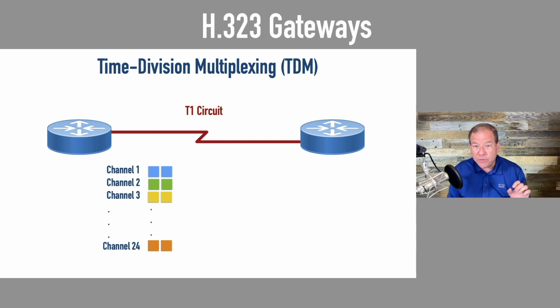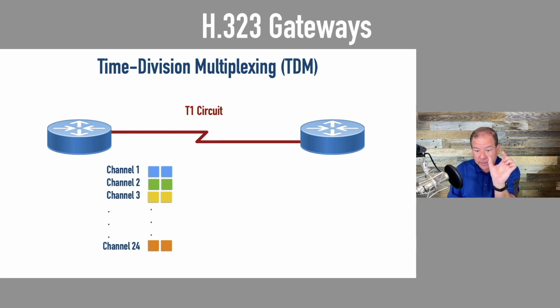And to do that over this T1 circuit, we might have a bunch of conversations that need to go over this circuit. How do we simultaneously handle multiple conversations? Well, we're going to take turns. To paraphrase Whitney Houston, every conversation gets one moment in time. Literally, we're going to take this T1 circuit and chop it into, here's a big number for your notes, 24 channels. 24 time slices inside of that T1 circuit.